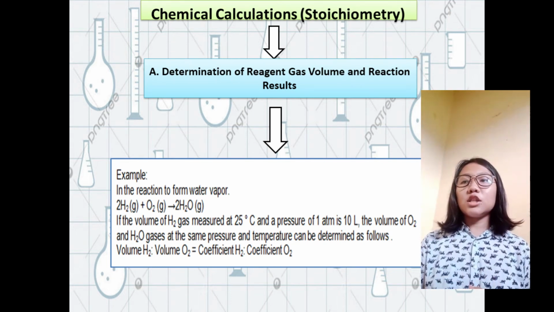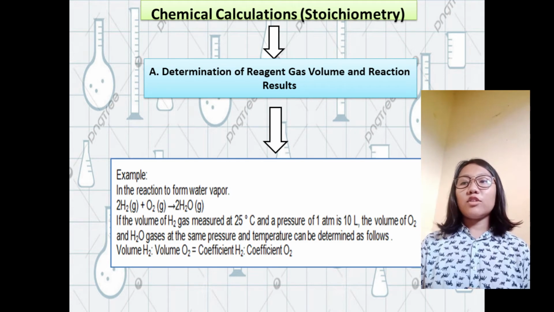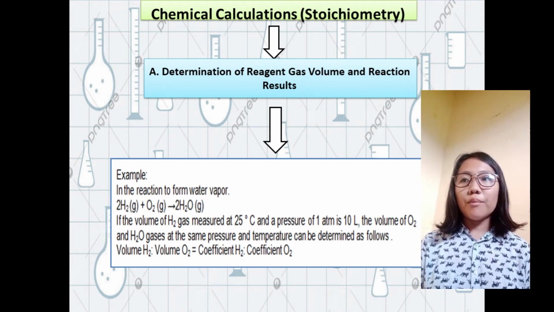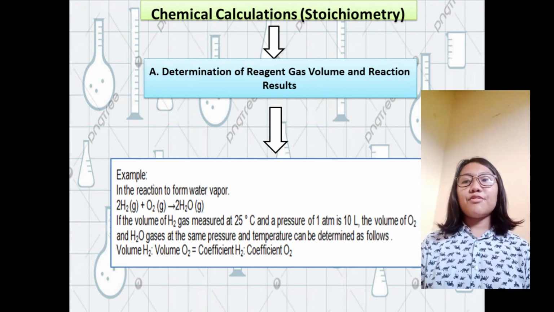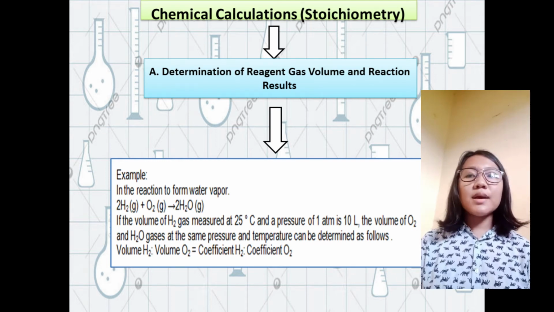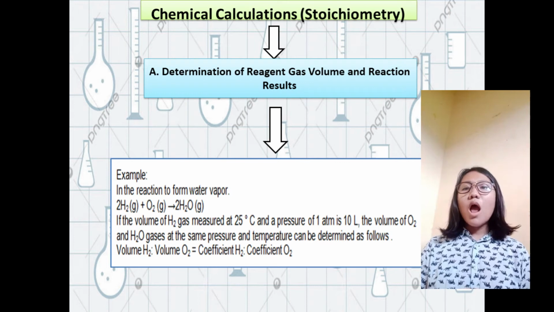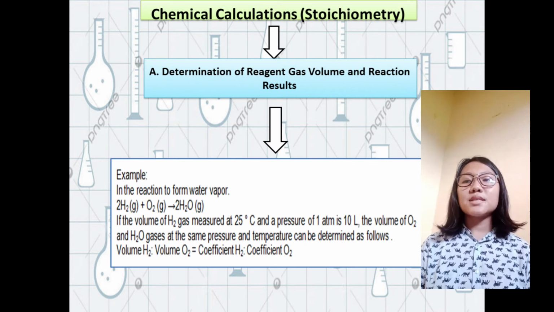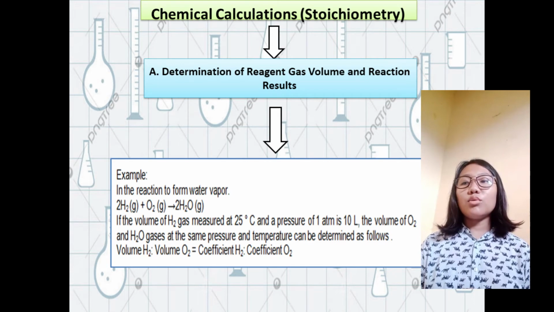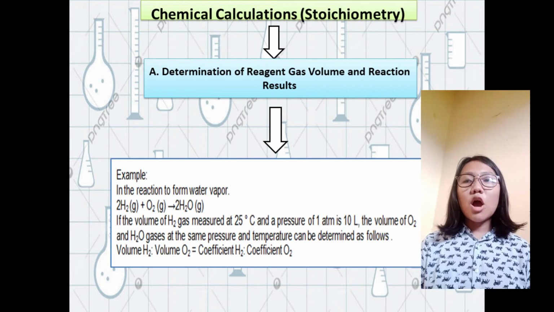Example, in the reaction to form water vapor, 2H2 + O2 produces 2H2O. If the volume of H2 gas measured at 25 degrees Celsius and a pressure of 1 atm is 10 L, the volume of O2 and H2O gases at the same pressure and temperature can be determined as follows. Volume H2 equals volume O2, together with coefficient H2 equals coefficient O2.